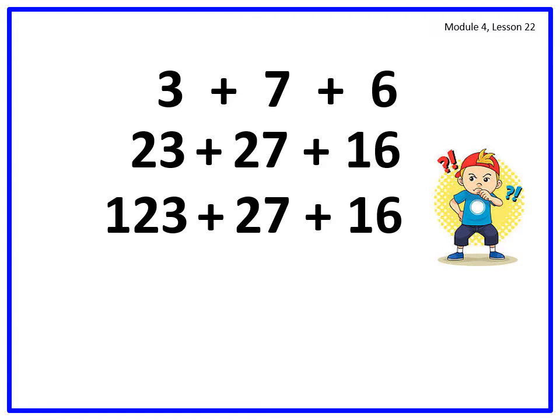Let's take a look at another problem. When I look at the problem 123 plus 27 plus 16, I notice that it is the same ones and tens, but now I've added 123 to my problems. What do you think? How could we use what we have learned in solving problems with ones and then tens and ones to help solve this new problem?